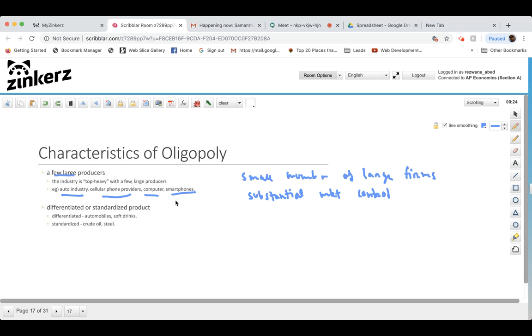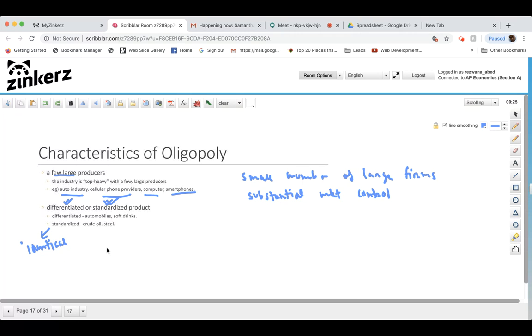Okay, and the reason we're going to see is this. So the type of product an oligopoly industry sells. Some oligopolies will produce identical products, while others will produce differentiated products. So it could be both. They could be differentiated or they could be standardized. Standardized meaning identical, differentiated meaning that there is some difference in the product. So identical product or standardized product, right? Standardized also means the same as identical.